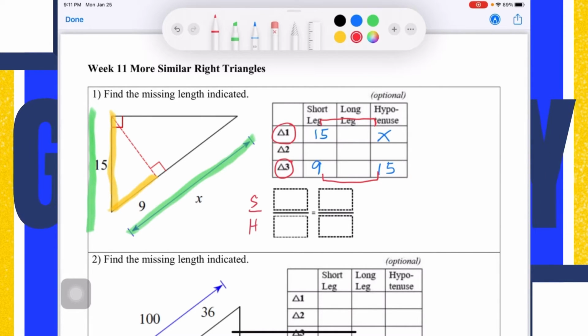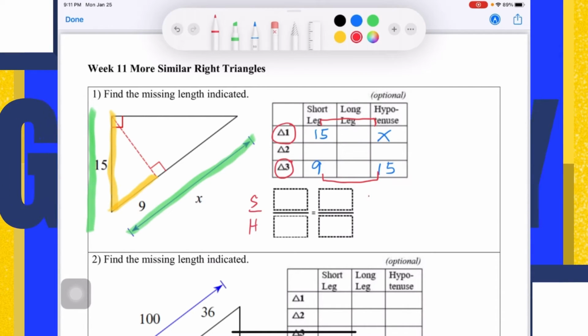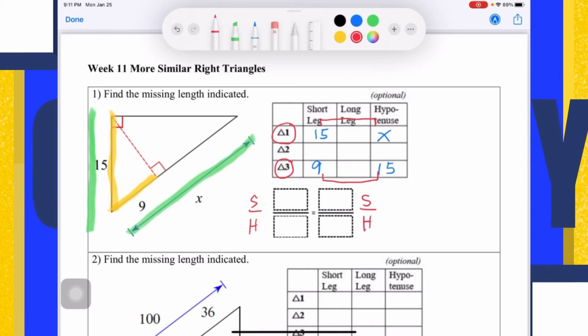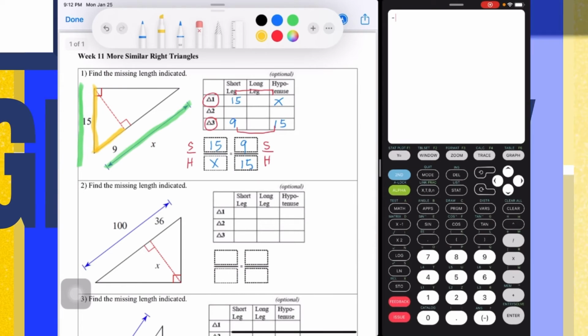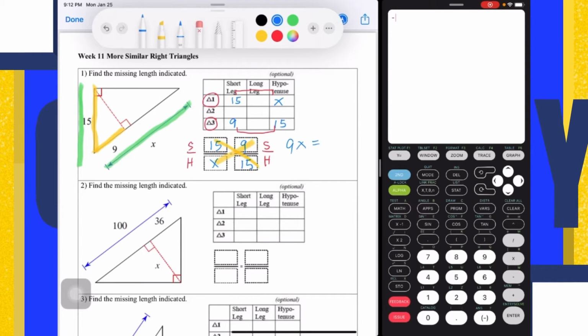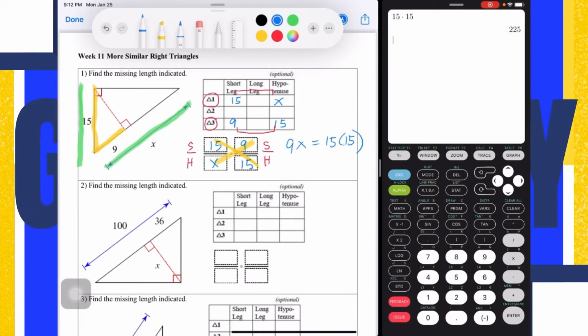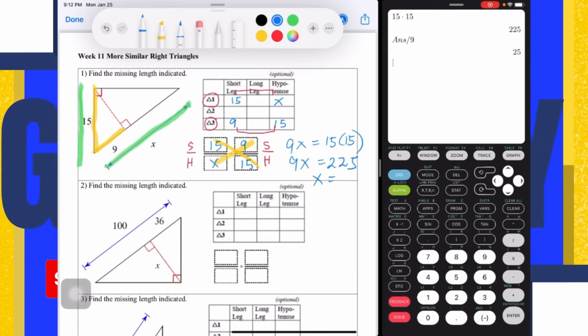Since I'm comparing short leg to the hypotenuse on the left ratio, I'm going to do the same thing on my right ratio. So I'll end up with 15 over x is the same as 9 over 15. Applying the cross product rule, I have 9x is the same as 15 times 15, which is 225. And I'm going to divide that by 9. The value of x would be 25.